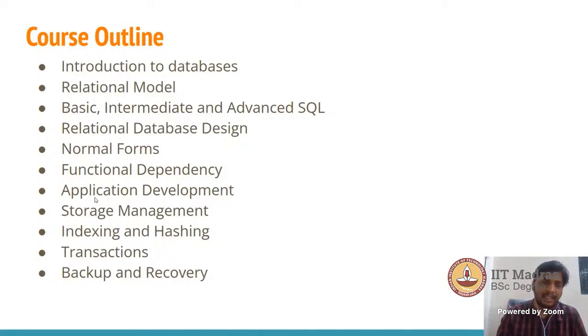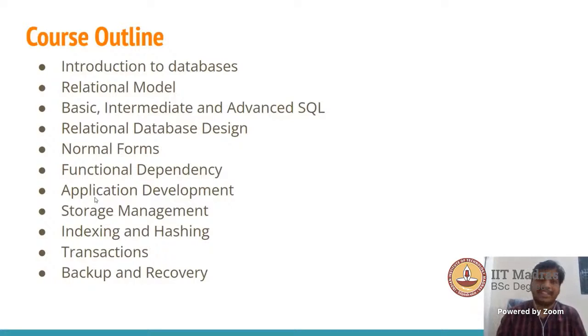Now week 9 is mostly related to indexing and hashing. In this week, we are going to learn the concept of indexing. What is primary indexing? What is secondary indexing? What is B plus tree indexing? And the concept of hashing, static hashing, dynamic hashing. All those things are going to be discussed in week 9.